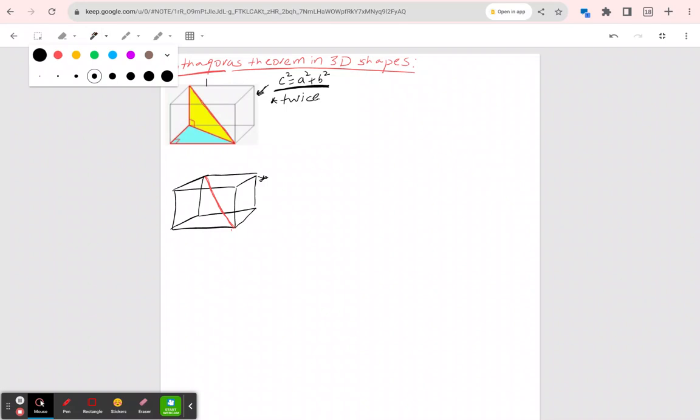First thing you are going to consider is this bottom triangle, this green one. This green triangle here is what you're going to consider first. As you can see, that green triangle there is a right angle triangle. Why is it a right angle triangle?